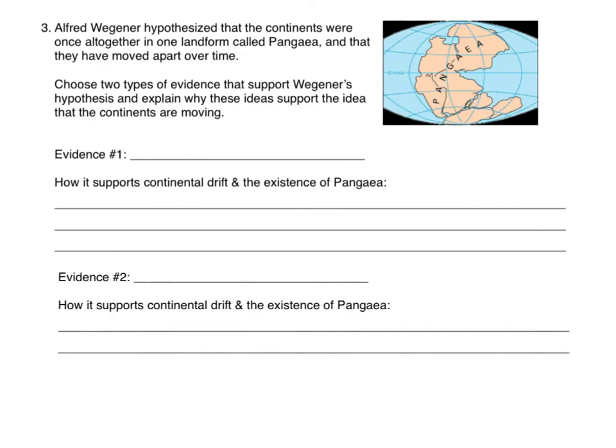Question number 3, quite a few of you did very well on question number 3, but you didn't quite answer the entire question. So Alfred Wegener hypothesized that the continents were once all together in one landform called Pangaea, and that they have moved apart over time. Okay? Choose 2 types of evidence that support Wegener's hypothesis and explain why these ideas support the idea that the continents are moving.